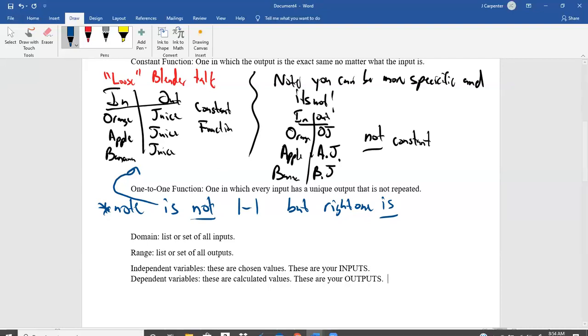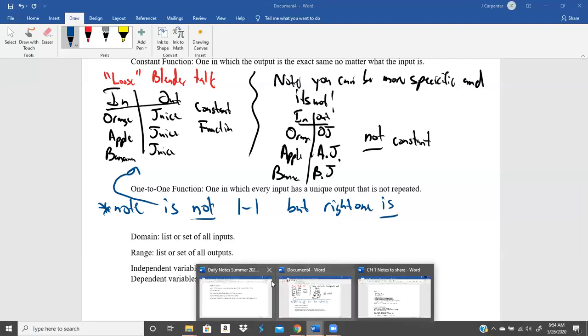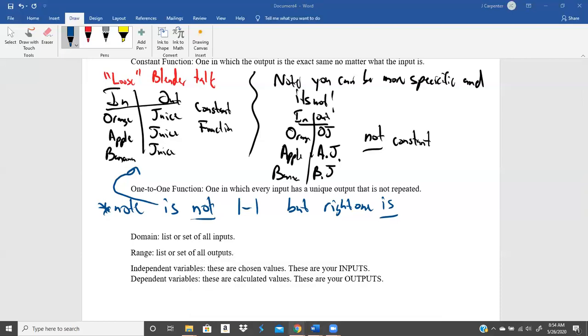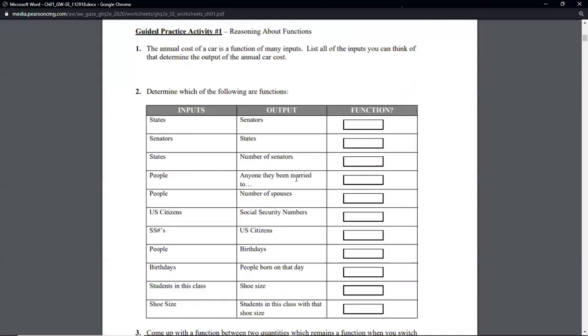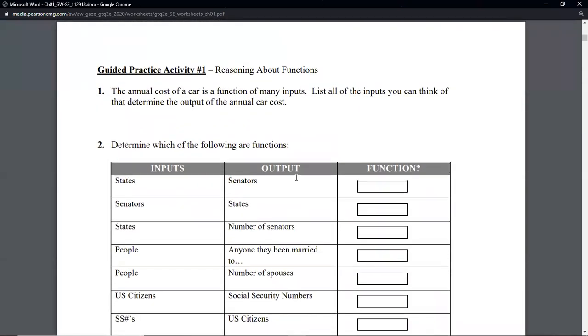Let's go into page 28, which is right here. Let me zoom in a little. And we have guided practice activity number 1.